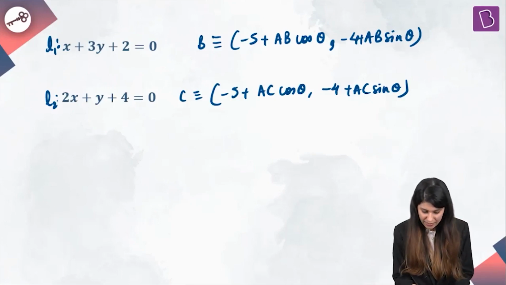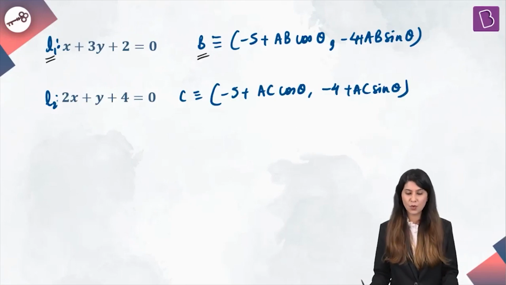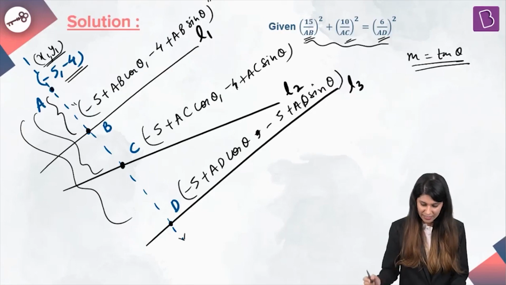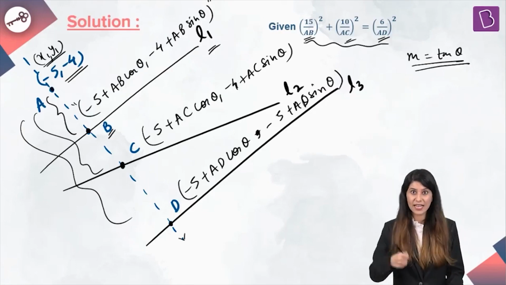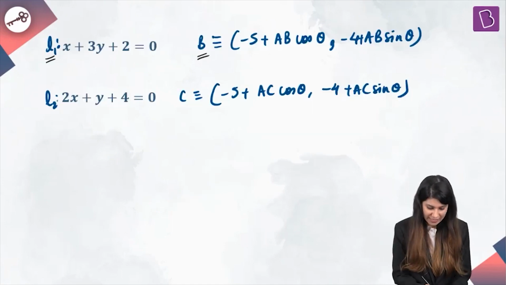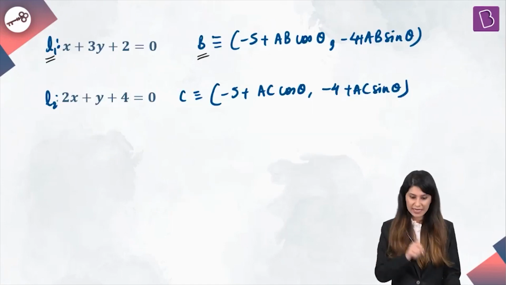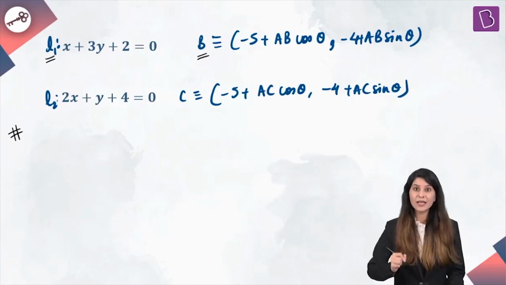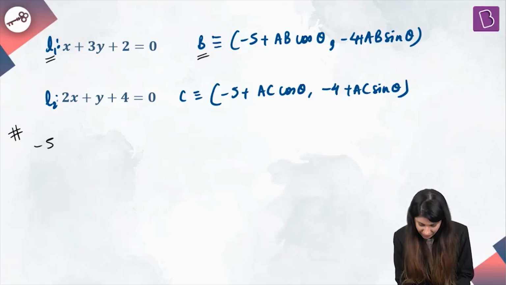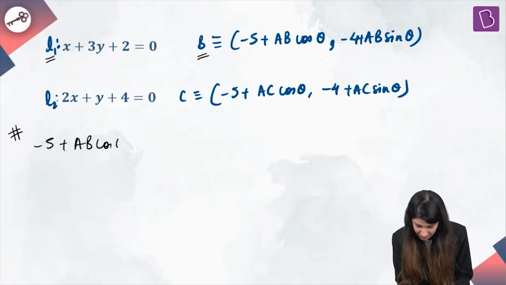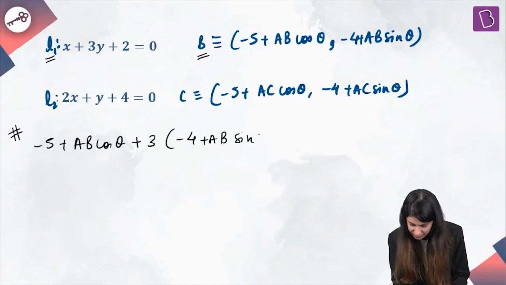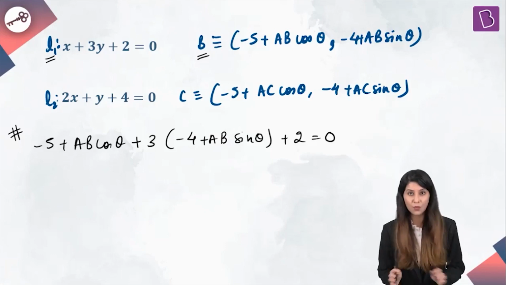So here L1 is this and the coordinates of B are this. B is lying on L1 as per the diagram, so we'll satisfy B in L1. If I do that, what do I get? Let us do it over here. Satisfying B in L1: minus 5 plus AB cos theta, plus 3 times minus 4 plus AB sin theta, plus 2 equals 0.